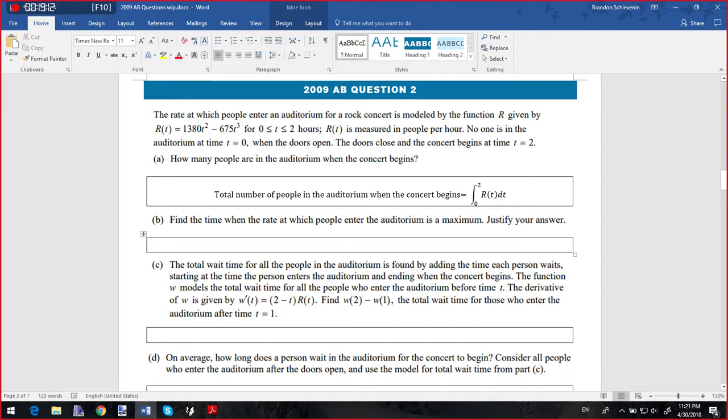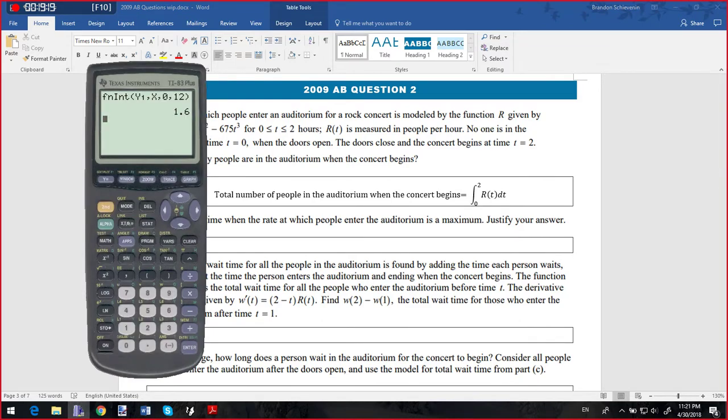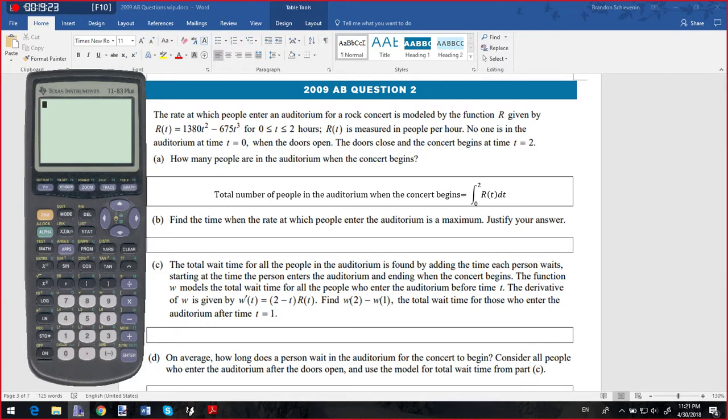All right, so the total number of people in the auditorium when the concert begins is equal to the integral from 0 to 2 of R(t) dt. So we're going to plug that into our calculator. I've got R of t is equal to this, so let me clear out this one from the last problem. I've got 1380 t squared minus 675 t cubed should be my R of t. And I want to integrate that from 0 to 2.